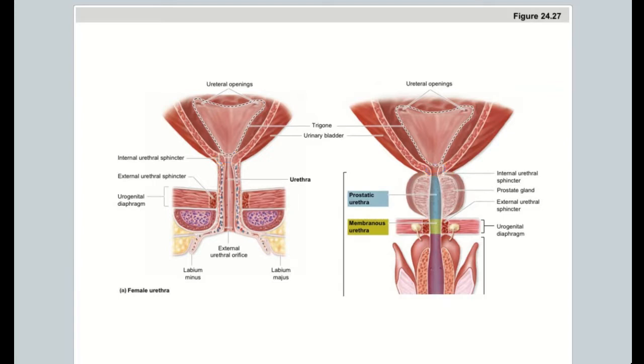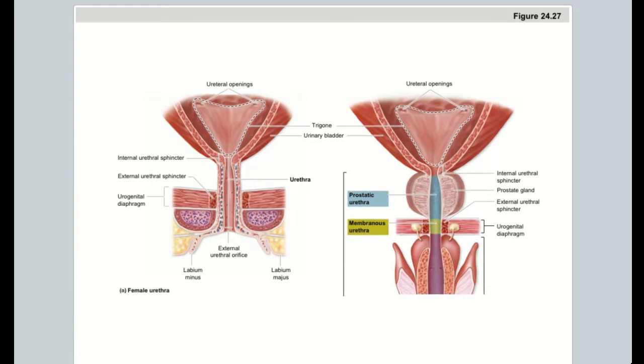So in females, the urethra is much shorter. Okay, much shorter than what we see in males. And this is one of the reasons why females are more likely to get urinary tract infections. If a bacteria gets to the urethra, it has a short distance to travel and get into the bladder ultimately and cause infection. In males, the bacteria would have to travel a longer distance and often would be eliminated before the bacteria can actually cause anything.